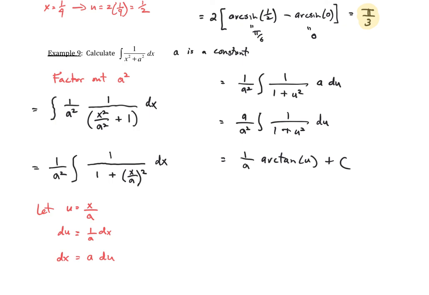So I am going to rewrite both the question and the solution. We're going to get that the integral of 1 over x squared plus a squared dx is going to equal 1 over a arctangent of x over a plus c. And I'm going to put a box around this guy.